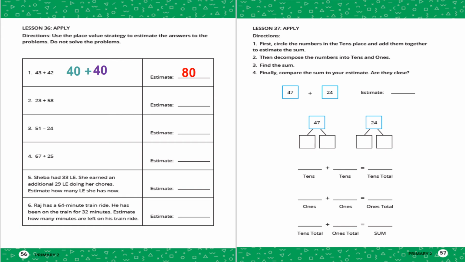Number 2, 23 plus 58. Let's estimate 23. 23 is between what and what? Between 20 and 30. Look at ones. Ones is 3. 3 is less than 5. So 23, it will be 20.